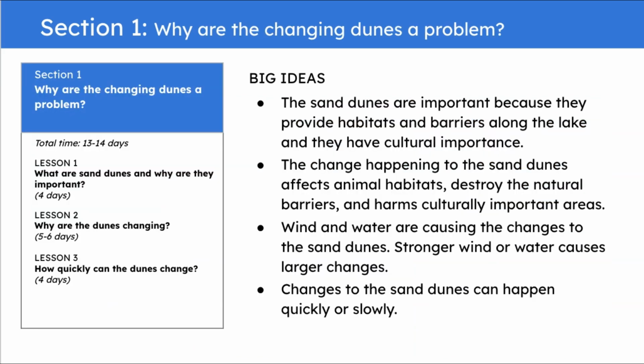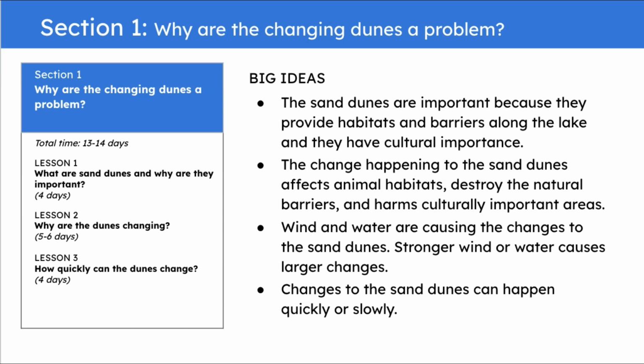Through the storyline in section 1, students gained an understanding of these standards-based big ideas. The sand dunes are important because they provide habitats and barriers along the lake. They also have cultural importance. The change happening to the sand dunes affects animal habitats, destroys the natural barriers, and harms culturally important areas.